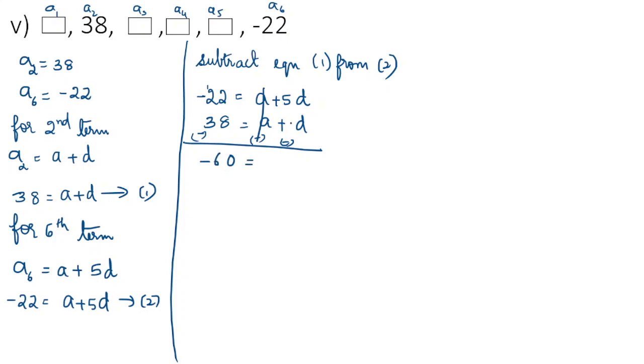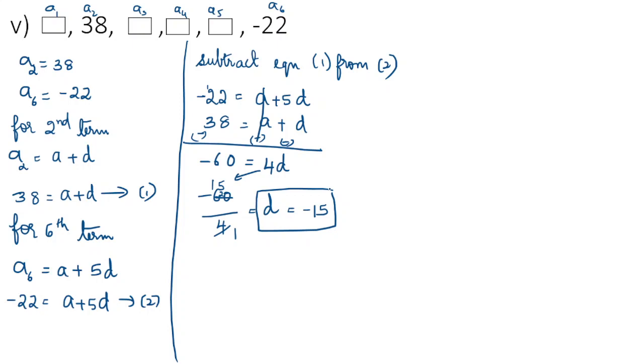is equal to 5d minus d, how much is that? 4d. So minus 60 divided by 4 is equal to d, isn't it? This 4 comes to the left hand side and it becomes division. So 4 ones are 4, 4 fives are 20, 2 remains and 4 threes are 12, isn't it? The answer is minus 15. D value is how much? Minus 15. Okay, so this is about the d value.